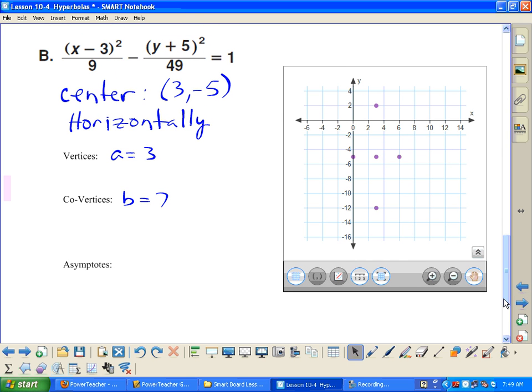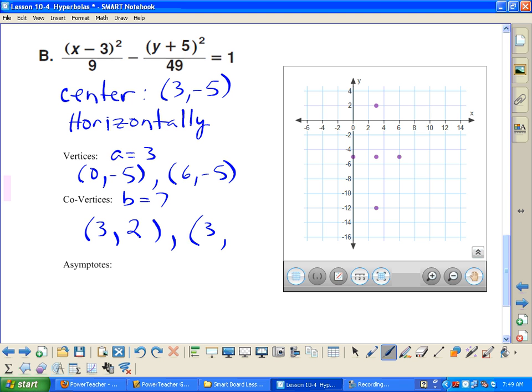So we've got the point 0, -5, and you notice, because we changed the x value, the y value stays the same. And then to get the covertices is a change in the y value, so that means my x value stays the same. And I'm going to take -5, my y value, and add 7 to it. That'll put me at 2. Take 7 from it, that'll put me at -12.